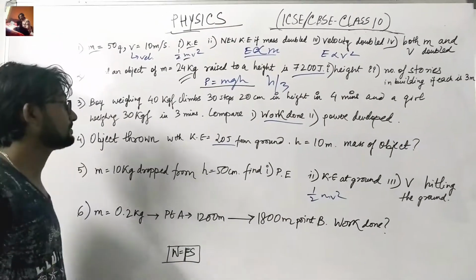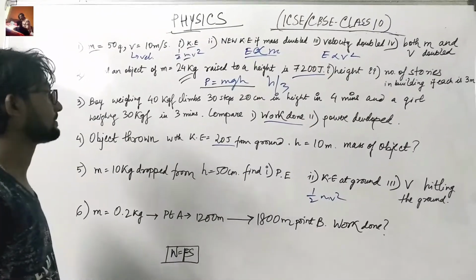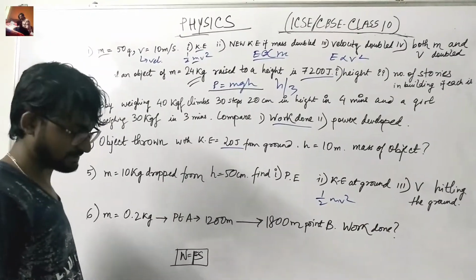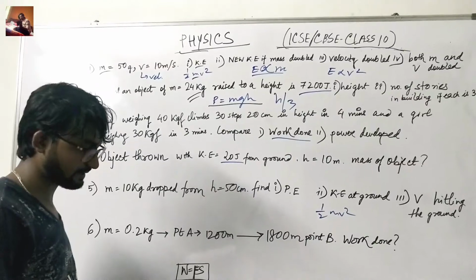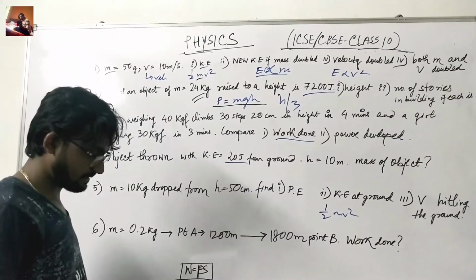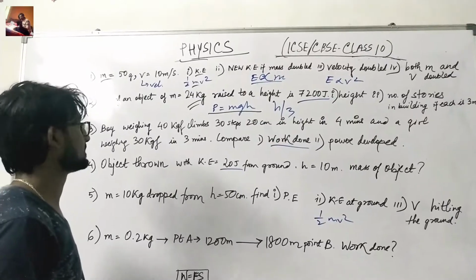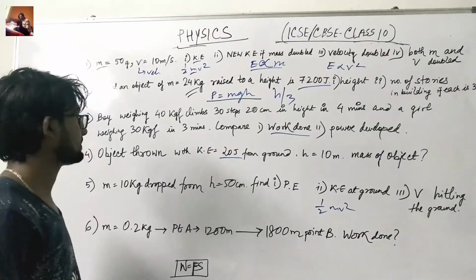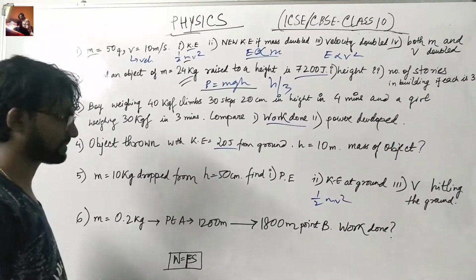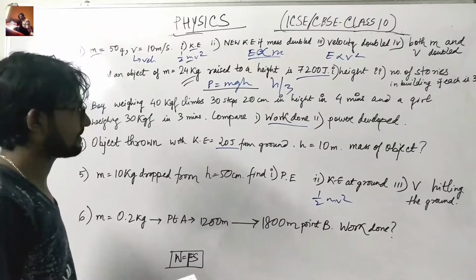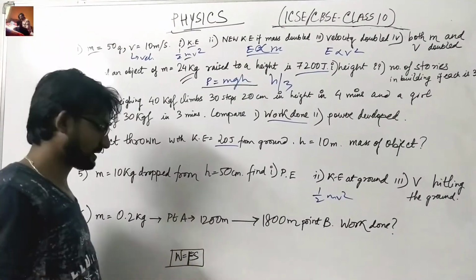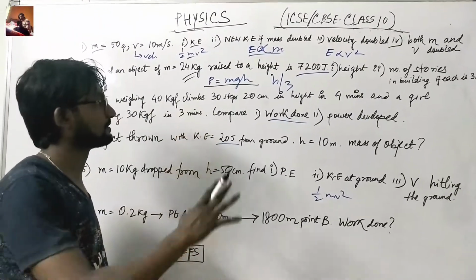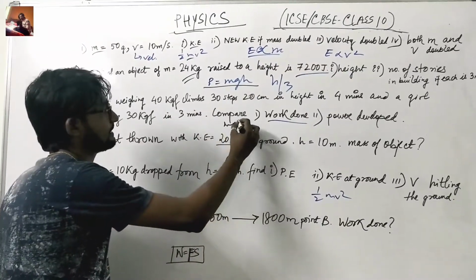Now number 3: a boy weighing 40 kg force climbs 30 steps, each 20 centimeter in height. We have to find out for the girl weighing and all, compare the work done and the power developed. So basically we will use the formula for work done. Work done is nothing but the energy gained or the energy lost. Over here the work done will be equal to the energy gained. The boy and the girl are both moving upwards, so mgh is the same formula, potential energy.